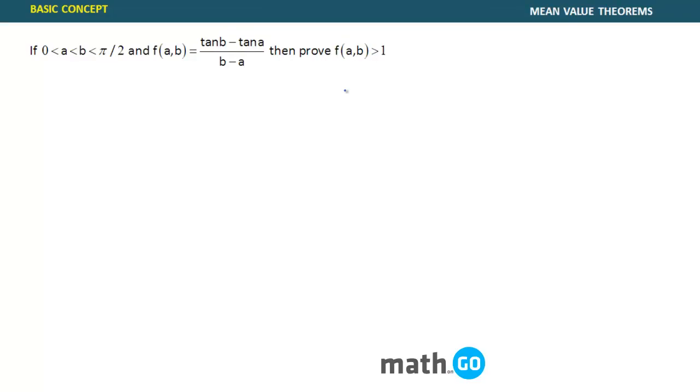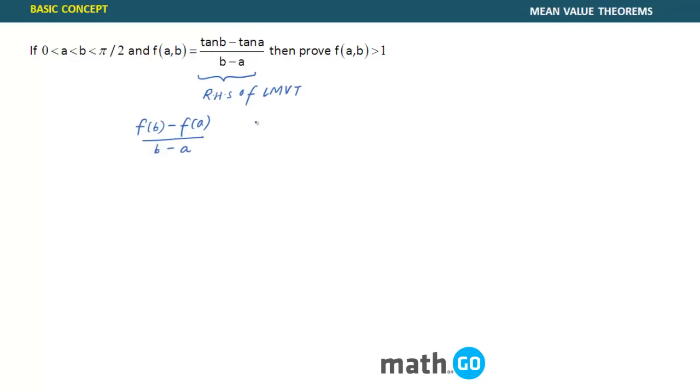So if you see, first of all, nowhere it is mentioned that you have to use LMVT or Rolle's theorem in these kind of questions. But if we check, the RHS, this particular stuff here, is the RHS of LMVT, right? So RHS of LMVT was something like f of b minus f of a divided by b minus a.